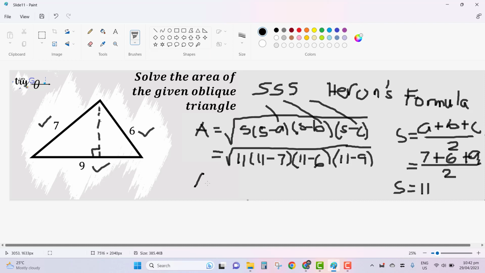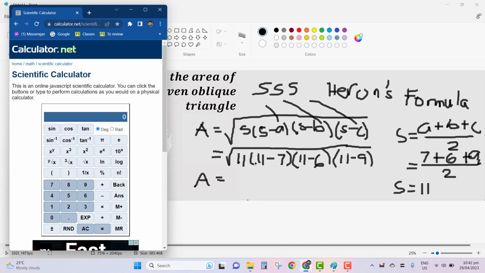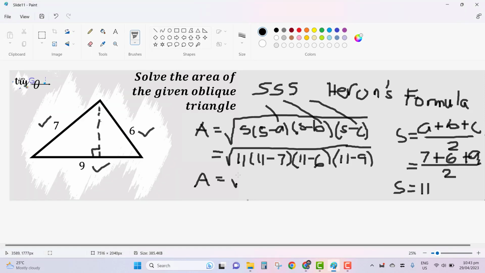Now we are going to implement this in your calculators. Let me use this calculator. So we are going to input all of this at once. You have 11 times 11 minus 7, which is 4, times 5 for 11 minus 6, and times 2 for 11 minus 9. So you have 11 times 4 times 5 times 2, so you have 440. But please do not forget the square root symbol because we are still to get the root of it.